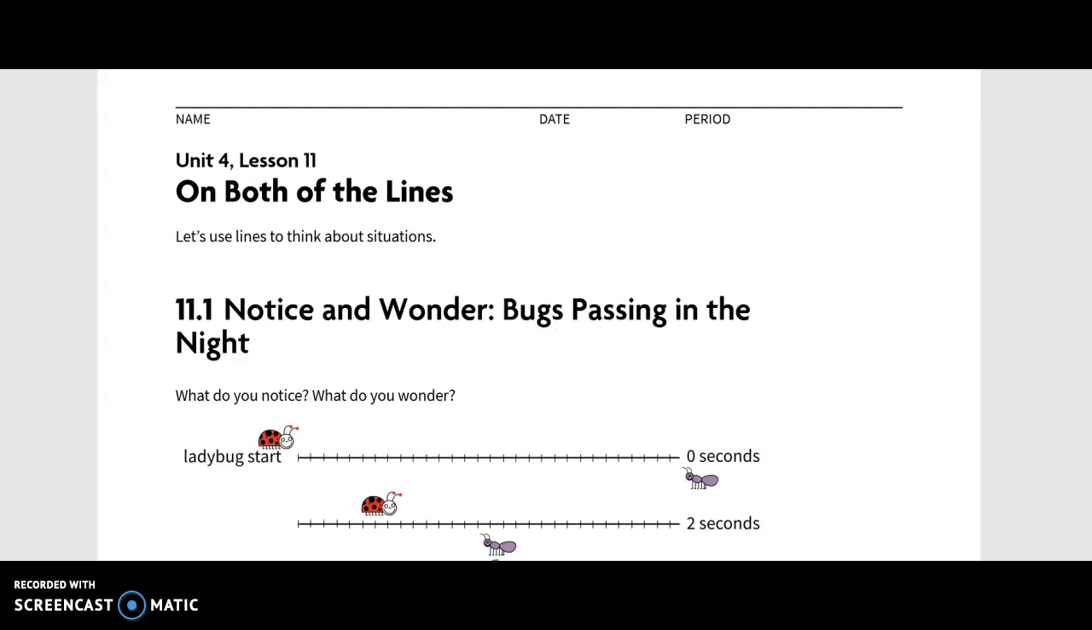Okay, moving on to Unit 4, Lesson 11 on both of the lines. Just like Lesson 10, I don't have the notes for you guys because I don't have any papers. So just go ahead and watch the video. Actually, engage by thinking about it, or you guys can write down your own notes. If you just sit there and watch but not processing it, you're not learning anything.